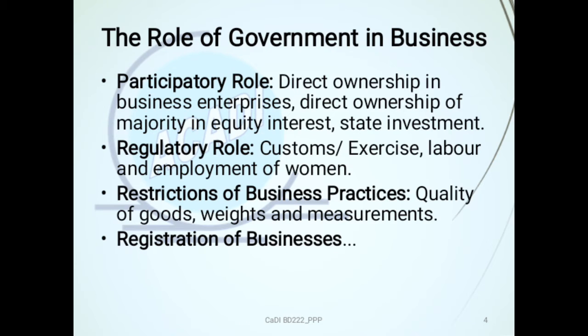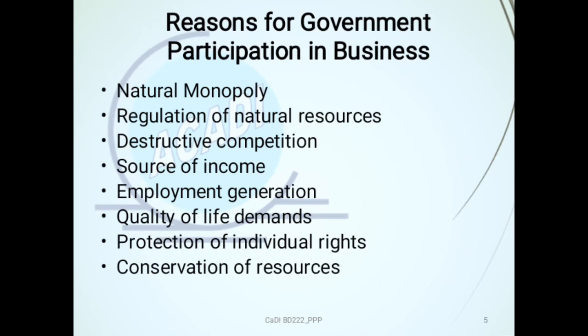Now we begin with the role of the government in business. We have as roles participatory, which is direct ownership in business enterprises, direct ownership of majority in equity interest, state investment. We have regulatory role, which is based on custom, excise, labor and employment of women into the business. We also have restriction of business practices like quality of goods, weight and measurement. We have registration of businesses.